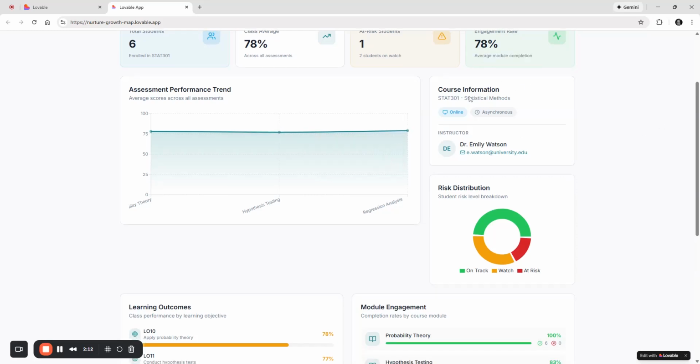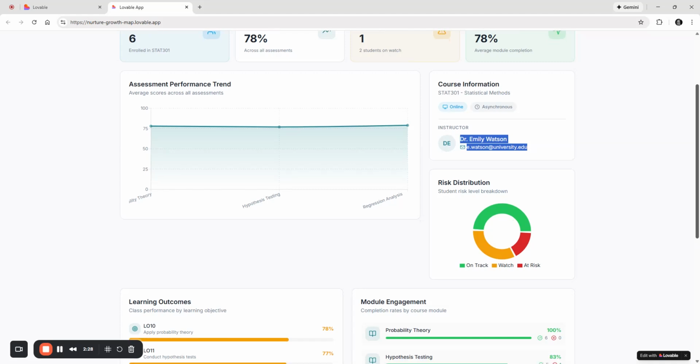This card shows that this is an online course, and this is the instructor. Now, I should have said this earlier. All of this sample data was generated for this project, okay? So none of this data is real.